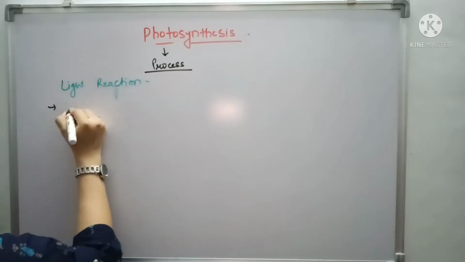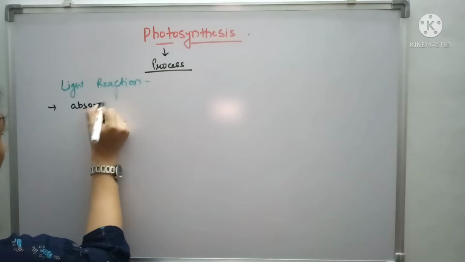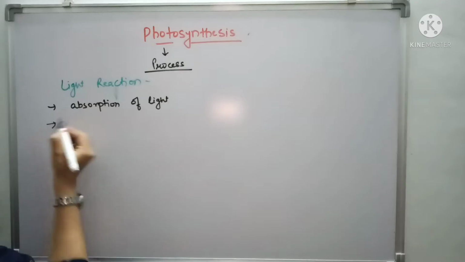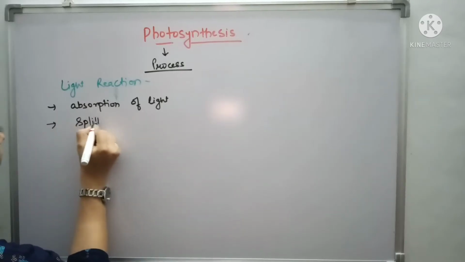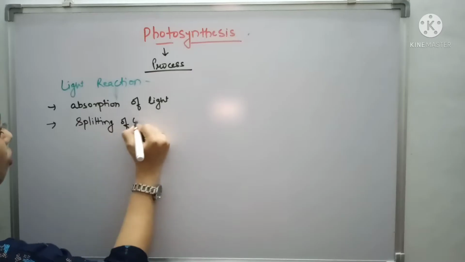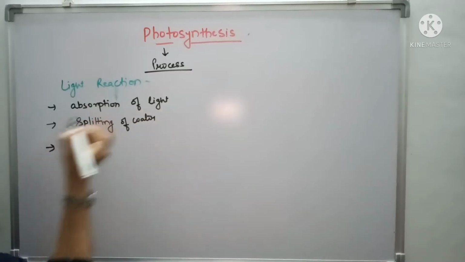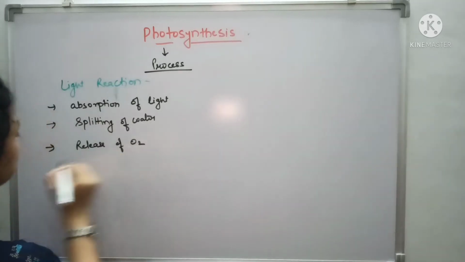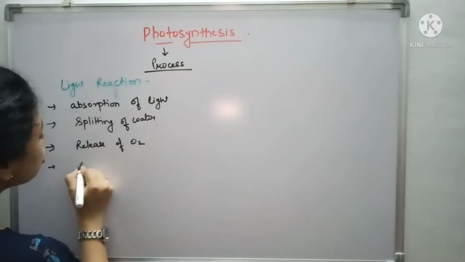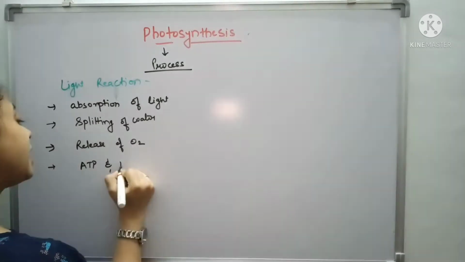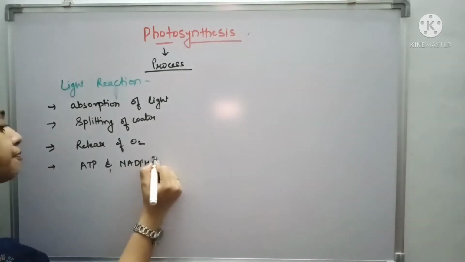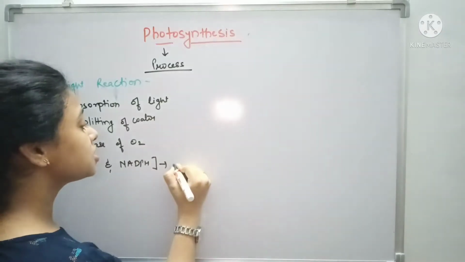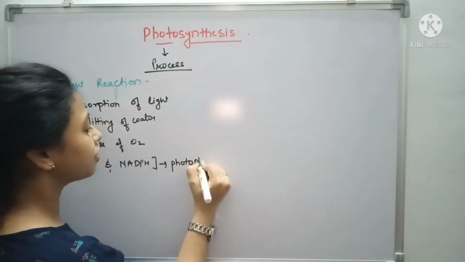The first step is absorption of light. First of all, light is absorbed. Second is splitting of water. Third is release of oxygen. Oxygen is getting released. And the fourth one is formation of ATP and NADPH at last. This process, the formation of ATP and NADPH in the presence of light, is called photophosphorylation.